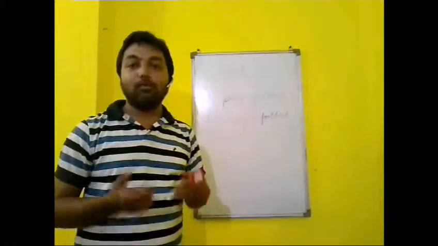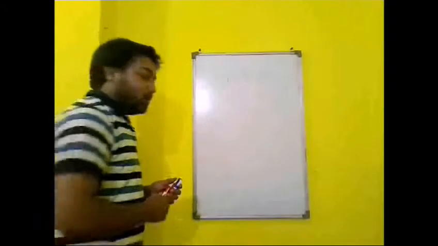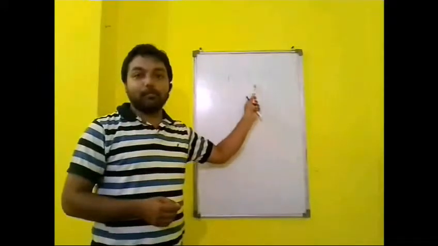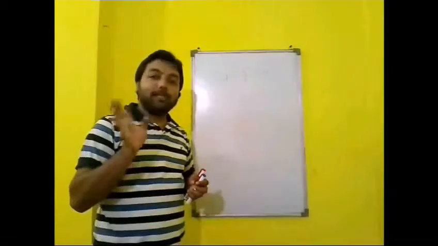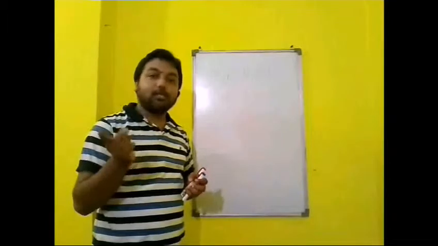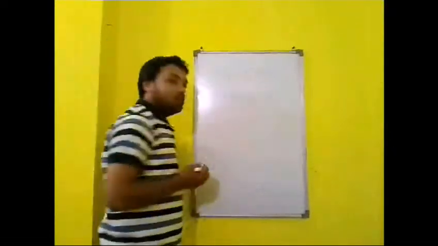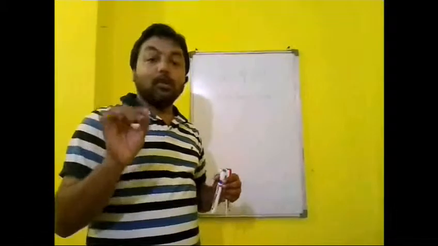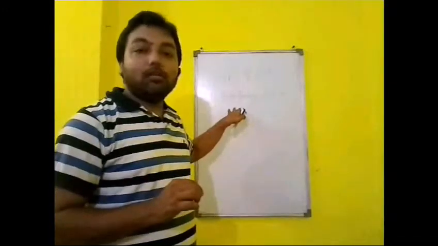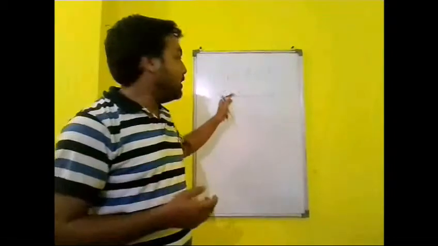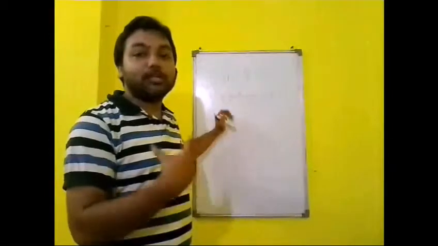Now we will move to types of verb that we need to know before going to tense. The first division is that verbs are of two types: first is main verb, second is auxiliary verb. If we start with the auxiliary, auxiliary verbs are those verbs which help the main verb to express its meaning.